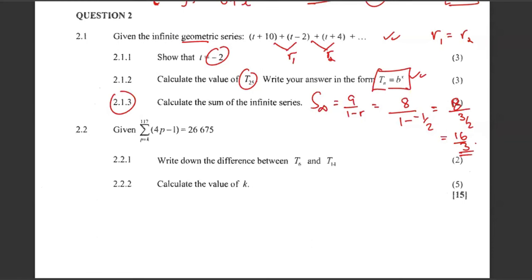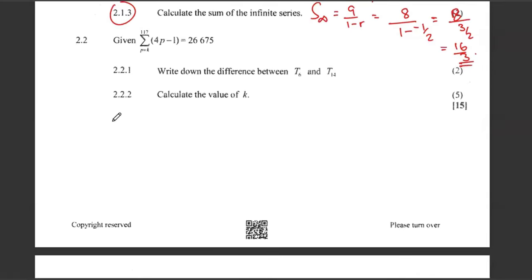All right, then 2.2. Now, I know people have different ways of how they approach this question. It's a sigma notation where they're telling us that the sigma of p equals k up to 117, in brackets we have 4p minus 1. Write down the difference between T6 and T14. Now we know that the first term is going to be k. The second term will be k plus 1, and then k plus 2, and so on and so forth.